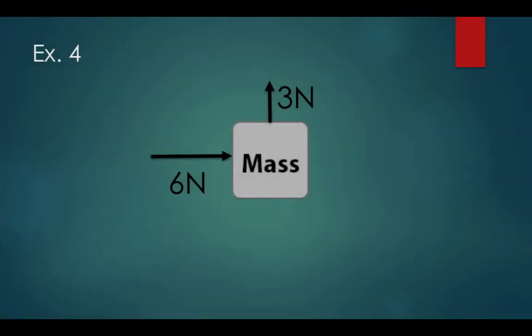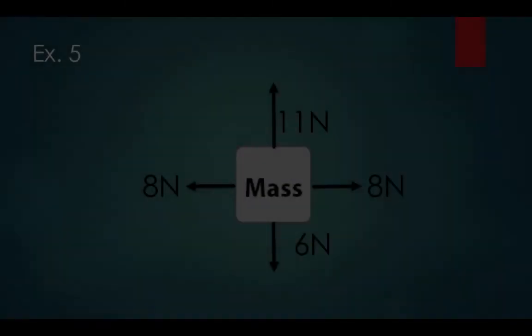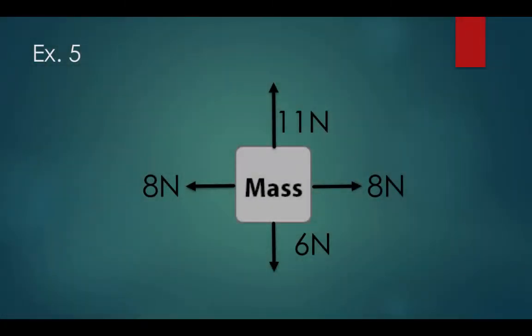This mass has 2 perpendicular forces acting on it. The net force would be this red arrow. We can solve for the red arrow using trigonometry. This object will have a net force of approximately 6.8 newtons and accelerates at an angle of 26.6 degrees at an incline to the right. This mass has 4 forces acting on it, but the horizontal forces are equal and opposite, so they cancel out. The down force of 6 newtons cancels out 6 newtons of up force, leaving a net of 5 newtons upwards. This object will accelerate upwards with a force of 5 newtons.